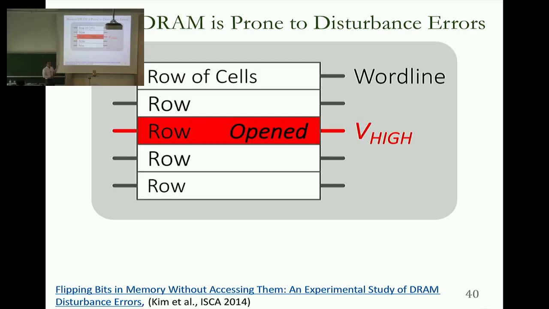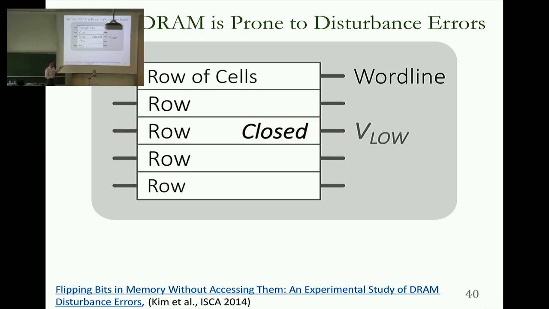That's called opening that row. You apply high voltage to the word line. Now, if you want to access something else, you precharge the array. You apply low voltage. This is called precharge. So you have an activate and a precharge, high voltage, low voltage. Now, if you keep doing this repeatedly, this is how you read a memory row.